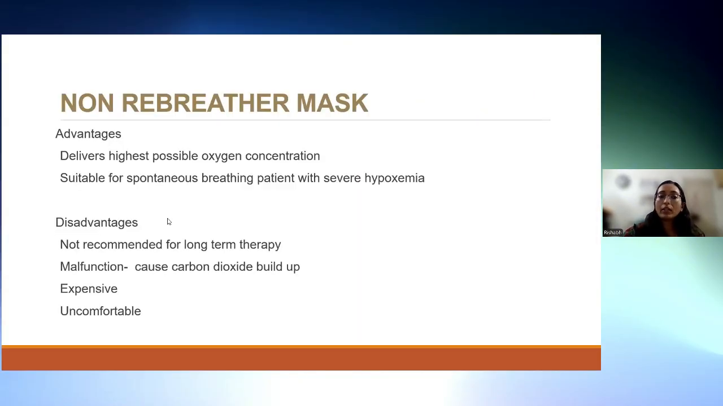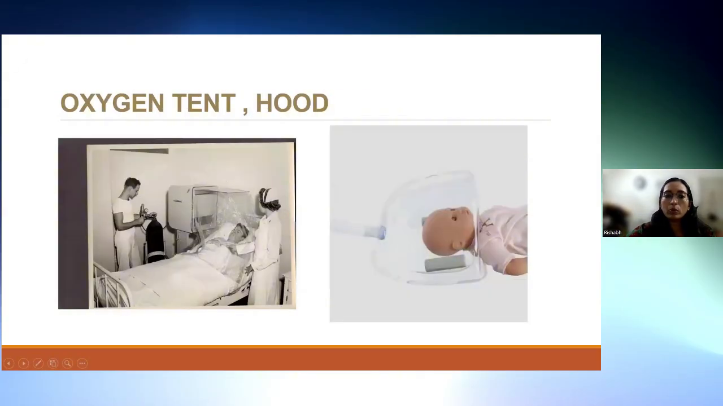So if you see the advantages, it delivers the highest possible oxygen concentration. It is suitable for a spontaneously breathing patient with severe hypoxemia. The disadvantages are there. It is not recommended for long-term therapy, and there can be carbon dioxide buildup, and it can be uncomfortable if you use it for a long period.